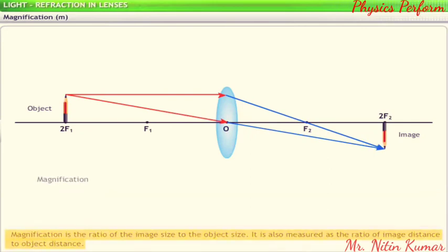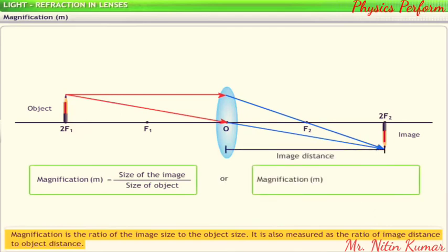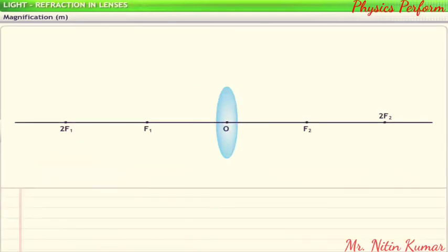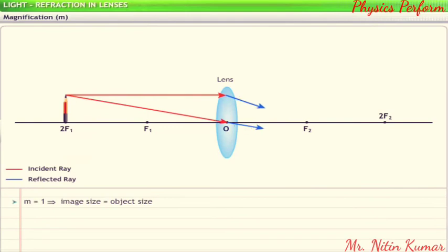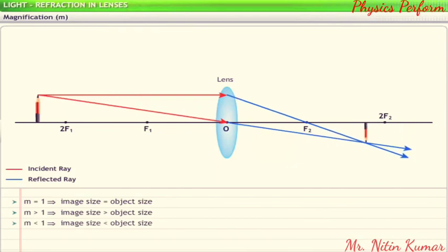You can determine the size of the image of an object if you know the magnification of a lens. Magnification, denoted by small letter m, is the ratio of image size to object size. It is also measured as the ratio of image distance to object distance. Thus, magnification is unity when the size of the image is equal to the size of the object. Magnification is greater than 1 when the size of the image is greater than that of the object.